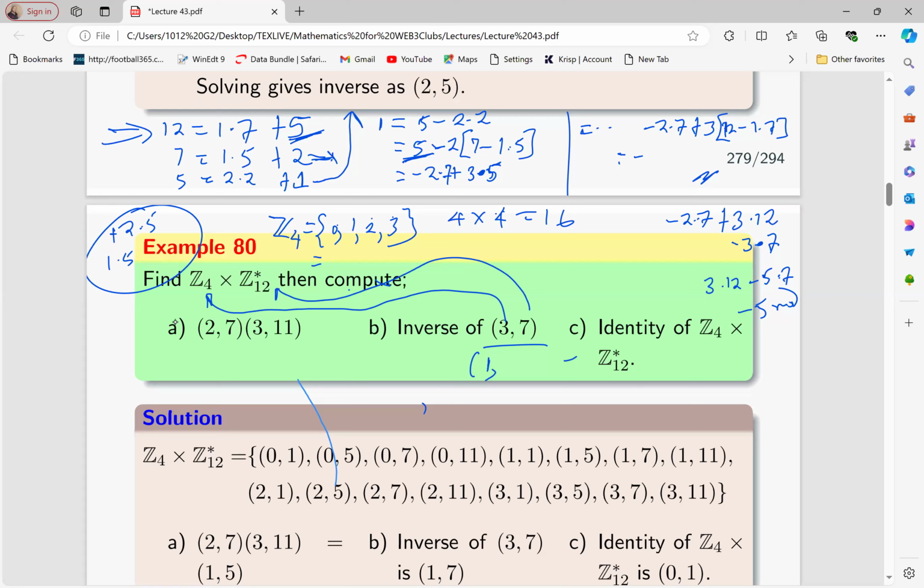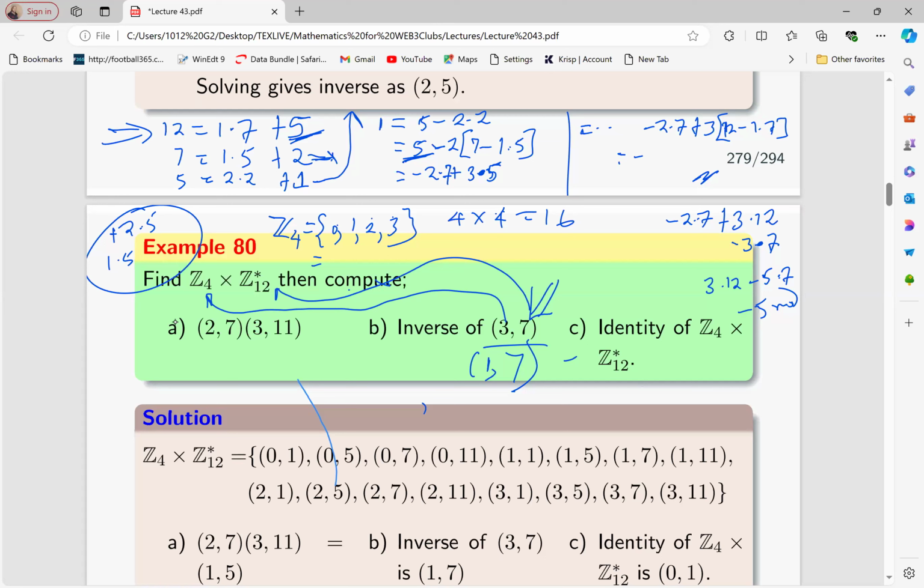Of course, when you multiply 7 times 7, you get 49. Is that okay? 49 divided by 12 leaves a remainder of 1. Yes. So that means the inverse of this element, therefore, is 1, 7. The inverse of that element is 1, 7.